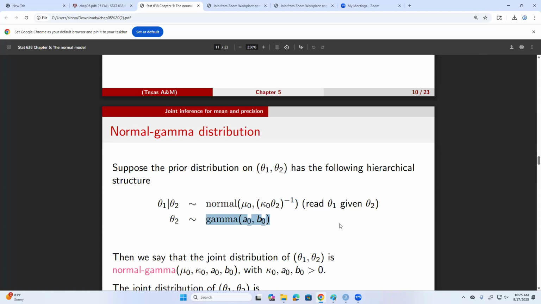Now, why do I take this form? This is a very complex form, I believe. The advantage is, if I take this form, then my computation will be easy. Then I will obtain conjugacy. If I take something else, it will not give you a conjugate prior or conjugacy. That is the reason we are taking this form.